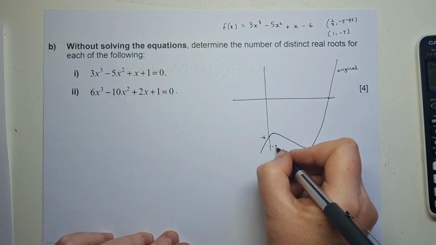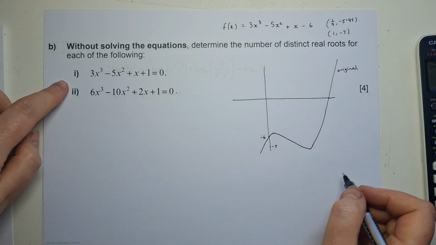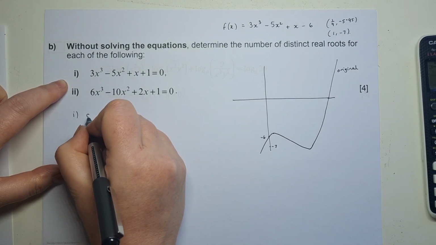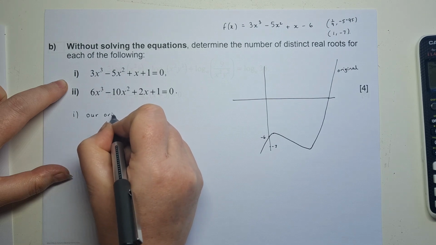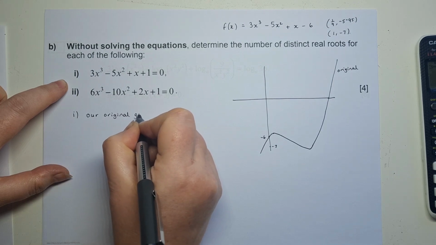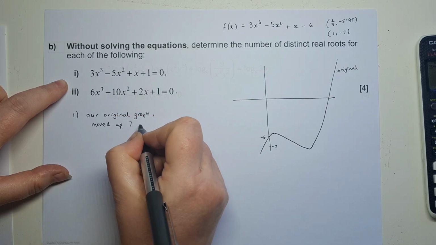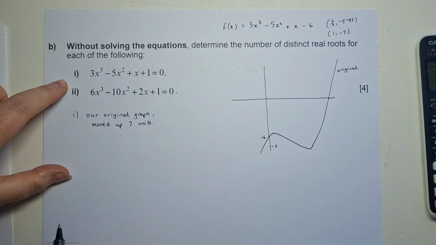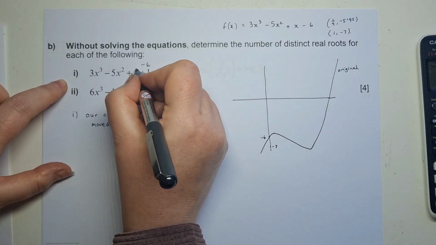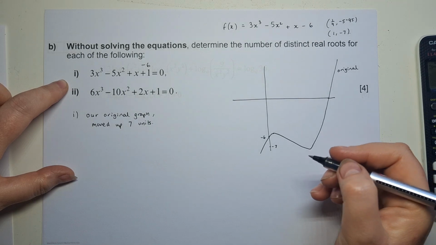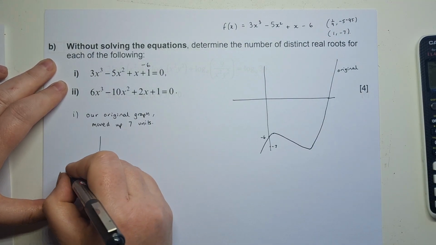Okay. So, part I. Notice that part I is our original graph moved up by 7 units, because we had a minus 6 there. Everything else is the same apart from we had a minus 6 on our original, and now we've gone up to a plus 1. So our graph is going to move up 7 units, and if we move our graph up 7 units, this is what it's going to look like.